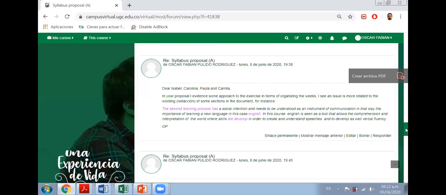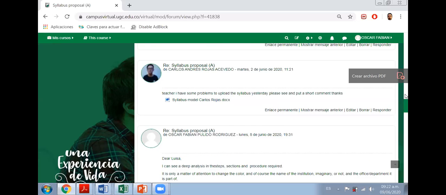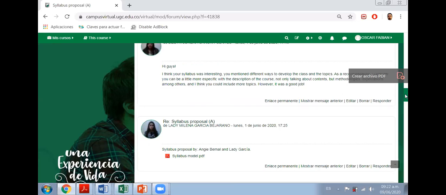Questions so far about the syllabus task? Most of you did a very good job. Here's a general comment. The title of the institution and the department was in red. Maybe only 1 or 2 groups changed the color. And most of you changed the institution because it was imaginary. But I don't know if you put 9th grade, Universidad de la Gran Colombia, but in Universidad de la Gran Colombia, maybe the school. You know what I mean? This is a general comment about the syllabus.